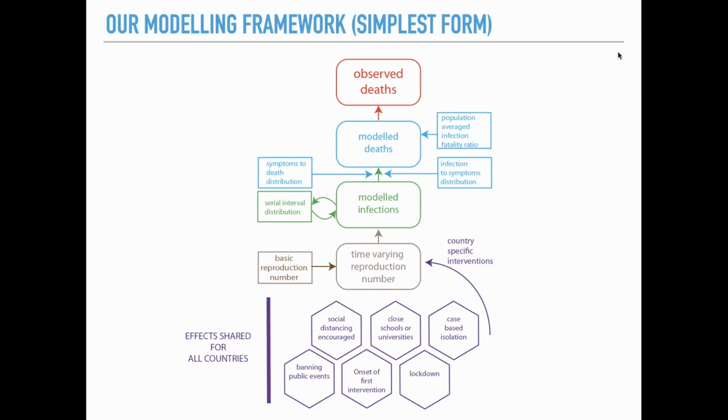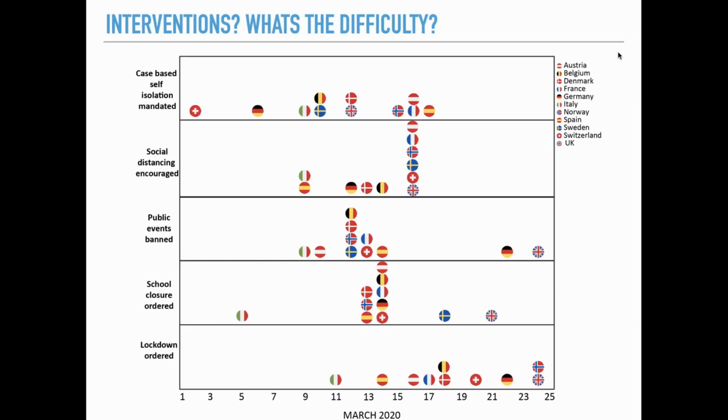So a relatively simple-ish framework. Now, the difficulty here is that interventions, they all occurred on top of each other. If you look at the UK, right at the end of this plot, you can see that the banning of public events and lockdown occurred on the same day. And you see similar patterns like this all over the place, for example, in Denmark and other interventions in places. So from a statistical perspective, there's no way that you can know, just by looking at the UK data, whether it was lockdown or banning of public events that reduced transmission.